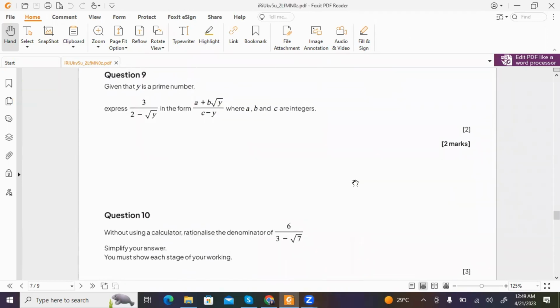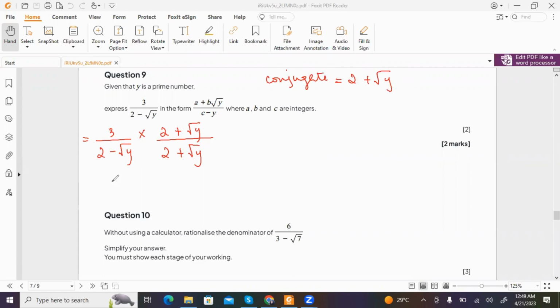Similarly, if you look at question number 9, it's asking us to express 3 over 2 minus root y in the form a plus b root y over c, where a, b, and c are integers. We're going to repeat the same steps. We multiply and divide the fraction by the conjugate of the denominator, which is going to be 2 plus root y.